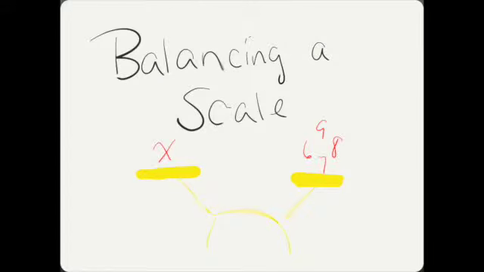Now, algebra is a lot like balancing a scale. Whatever you do to one side, you have to do to the other. So if I have my value of x on one side and I want to get it by itself, I'm going to move the values over to the other side of the equal sign to balance the scale.